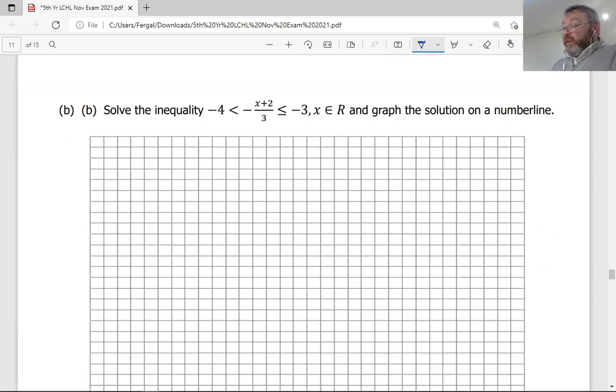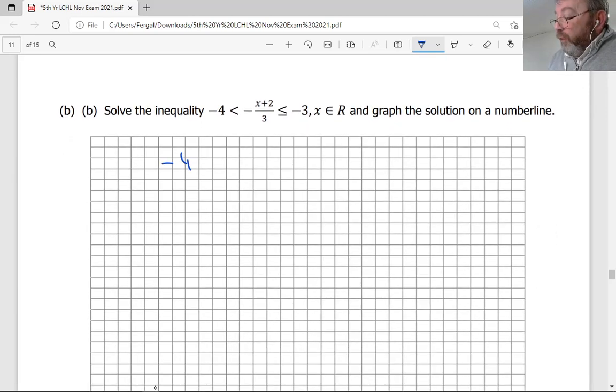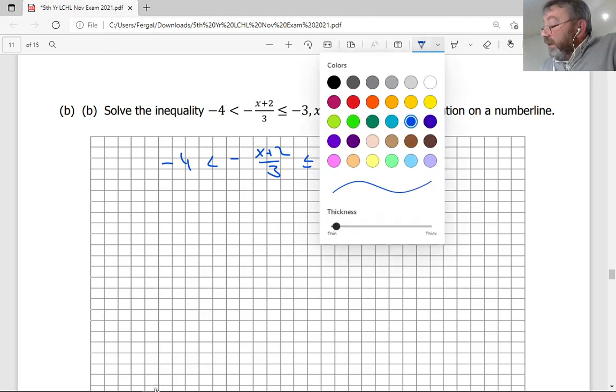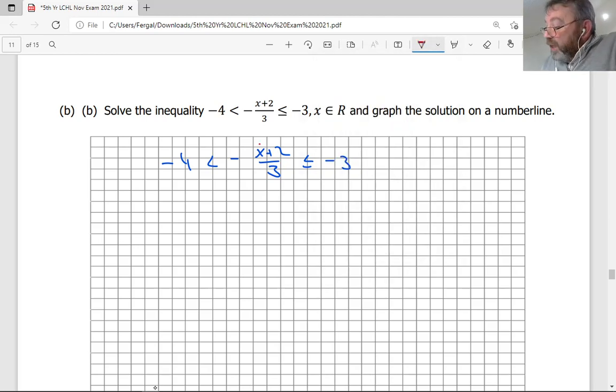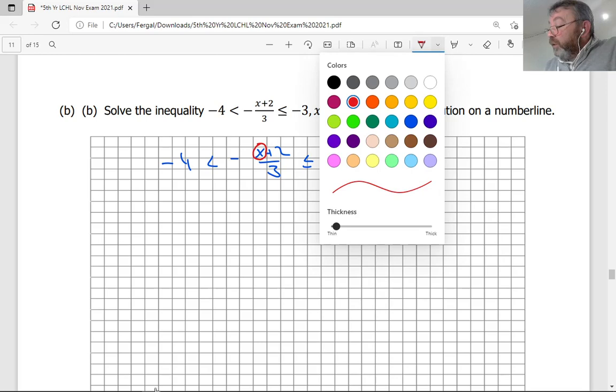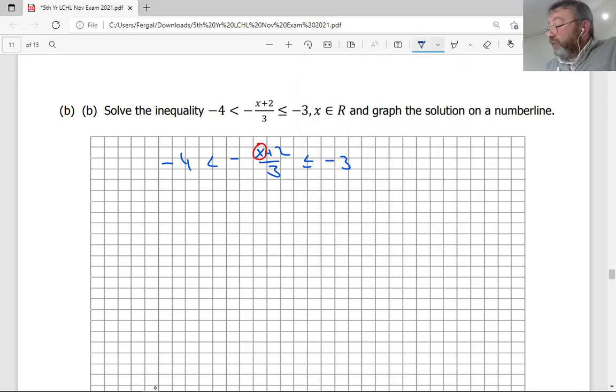Okay, another inequality. So minus 4 less than minus x plus 2 over 3 less than or equal to minus 3. Now, the key thing here, minus, minus, and minus. All terms are minus. But my job is to isolate just that. That's what I want to get on its own. Okay, so the very first thing I'm going to do is remove the minus from all terms. So I'm going to multiply across by minus 1.